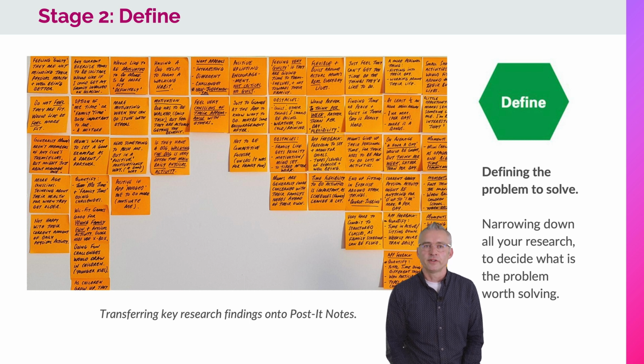Display all the post-it notes on a large wall or board. This represents all your most important research findings. Then arrange the post-it notes, grouping similar themed post-it notes together. When this is complete, add a heading or key insight that best represents each group.